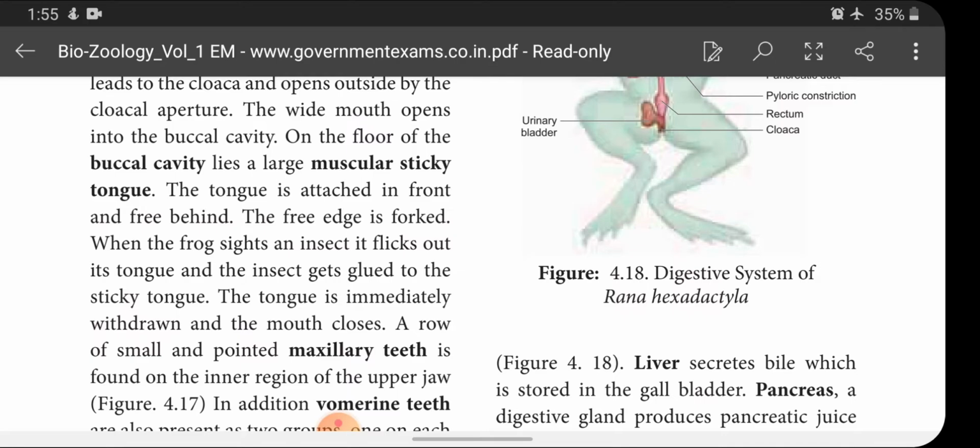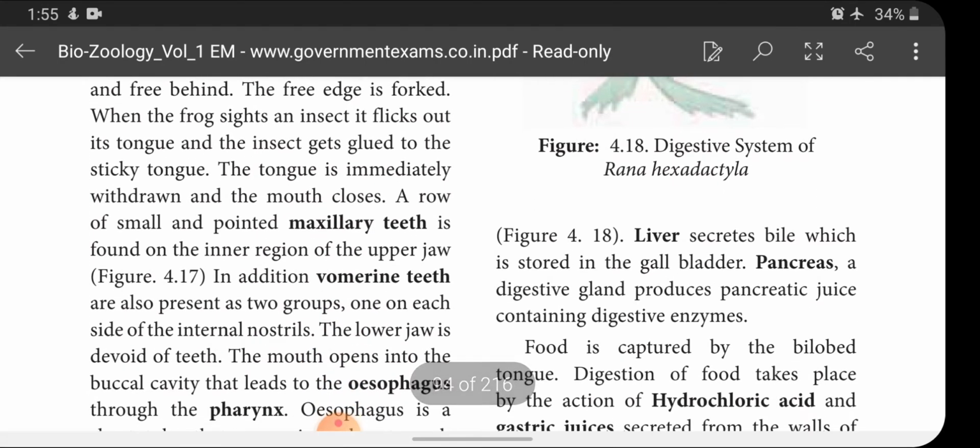A row of small and pointed maxillary teeth is found on the inner region of the upper jaw. In addition, vomerine teeth are also present as two groups, one on each side of the internal nostrils. The lower jaw is devoid of teeth.